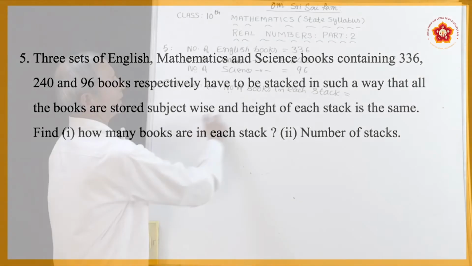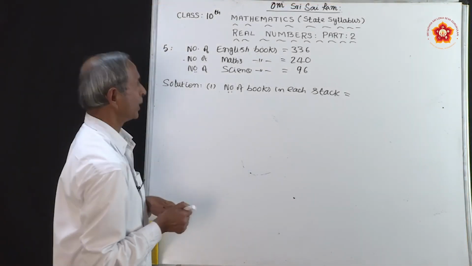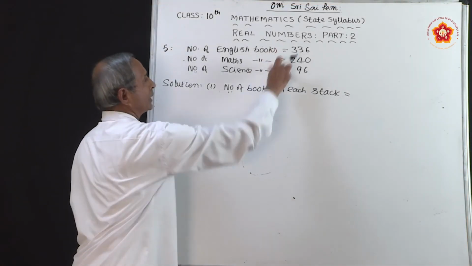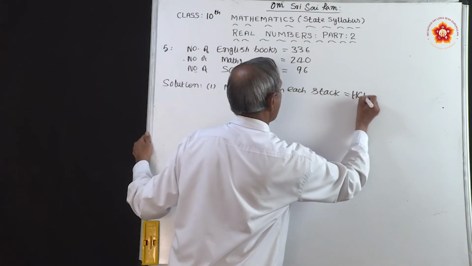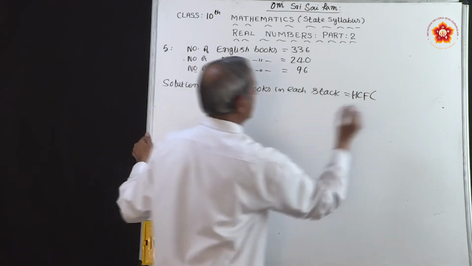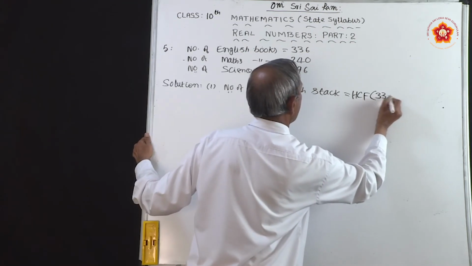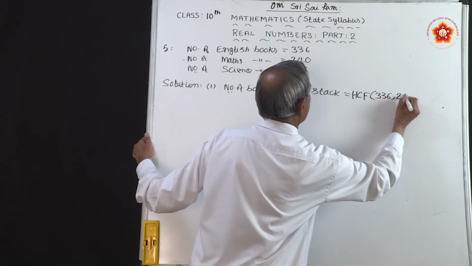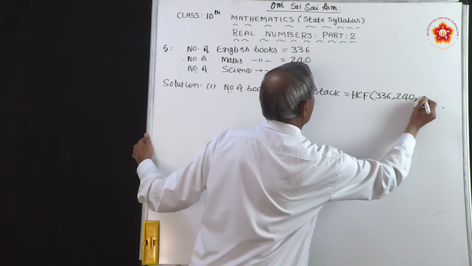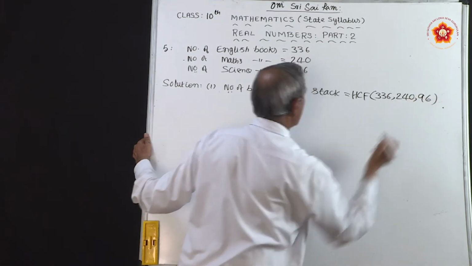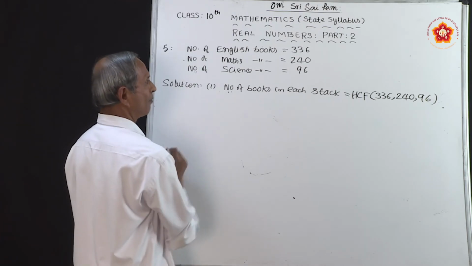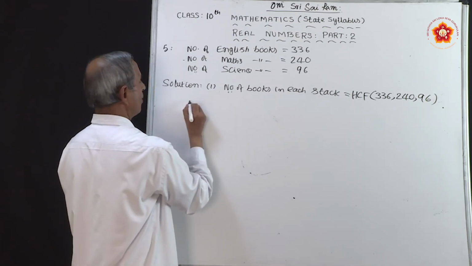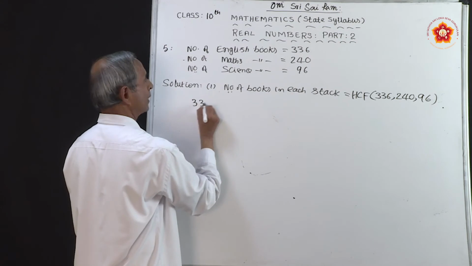Now, the number of books in each stack will be equal to the HCF of the given numbers, that is the HCF of 336, 240 and 96. Now, you have to find the HCF of these given numbers. You have to apply the prime factor method. Let us find the prime factors of 336 first.